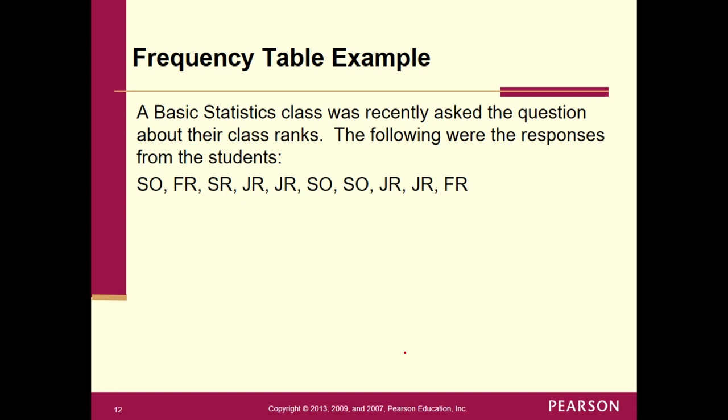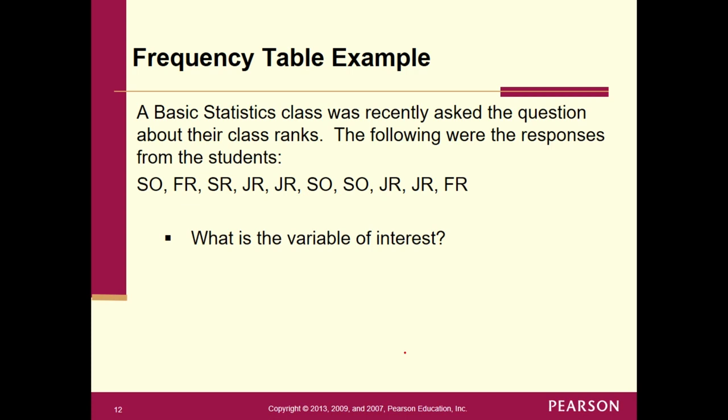Sorry, that was out of order. It says here, a basic statistics class was recently asked the question about their class ranks. The following were the responses from the students. And so we have sophomore, freshman, senior, junior, sophomore, junior, freshman. We want to make a frequency table out of this.